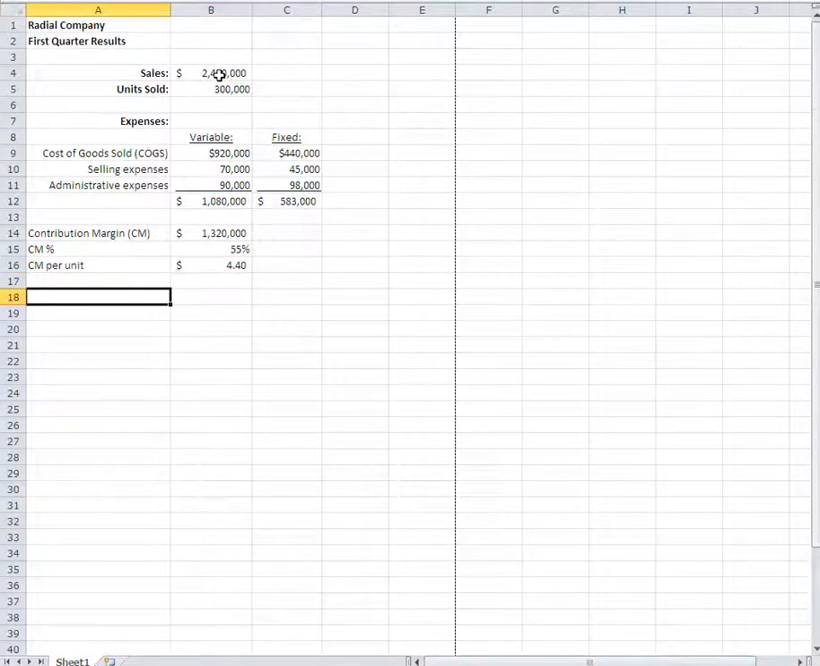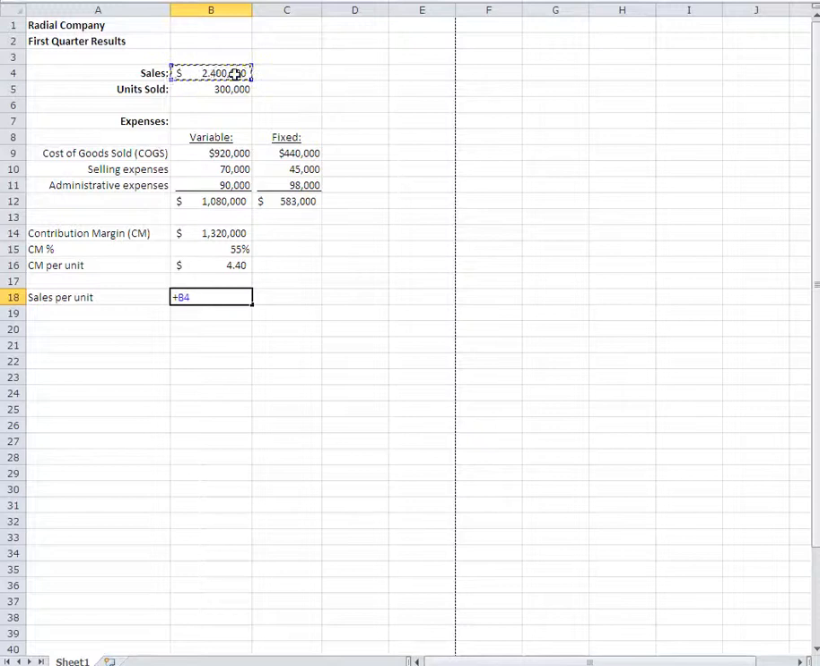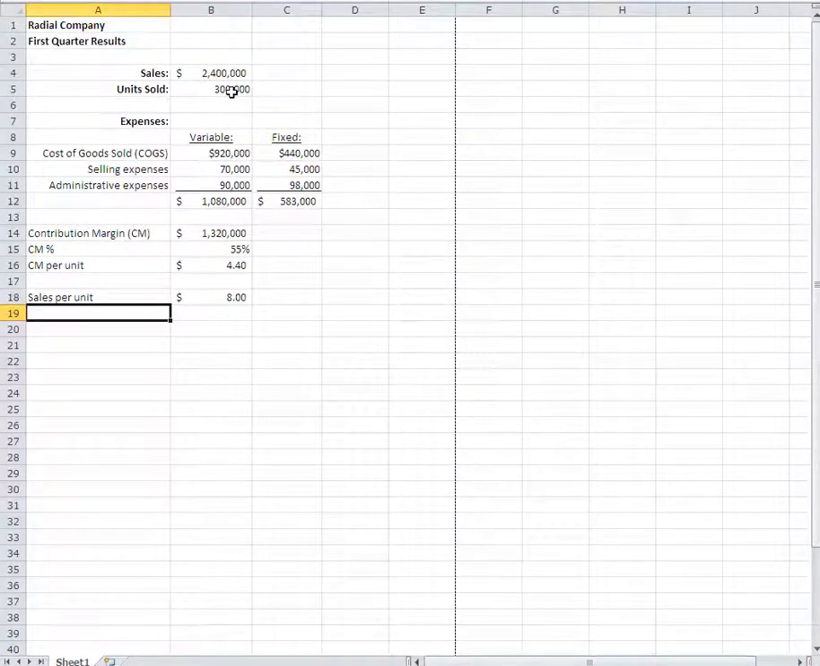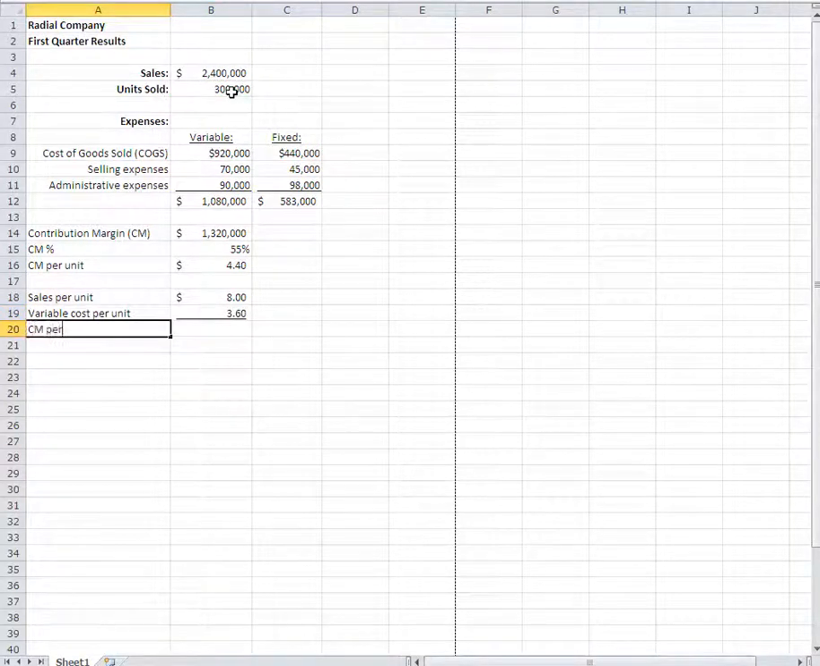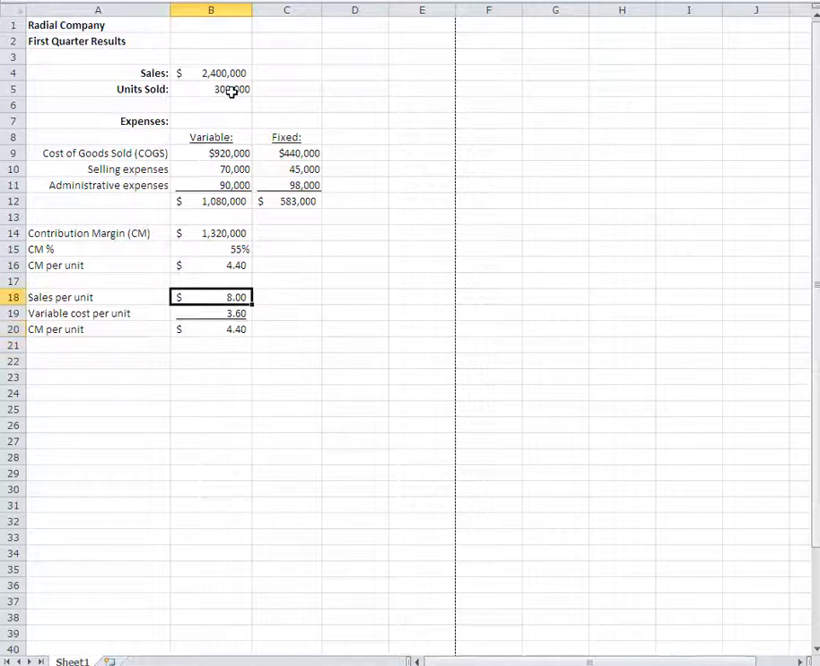The other way to calculate contribution margin per unit is to take the sales price per unit, which we calculate with total sales divided by total units, and that is $8. So each unit is sold for $8. And we will subtract variable cost per unit from that, which again we can take total variable cost and divide it by units sold. That's $3.60. So the contribution margin per unit is just the difference between the sales price and the variable cost per unit, or $4.40. Again, the same number we calculated above, just a little bit of a different way to do it.